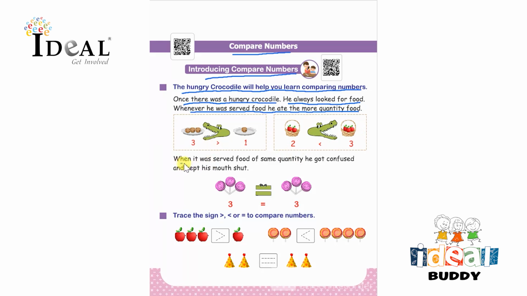Here it is given, when it is served food of the same quantity, he got confused and kept his mouth shut. So here you can tell the child, or you can ask them to notice that here 3 candies, and over here also there are 3 candies. So 3 is equal to 3.